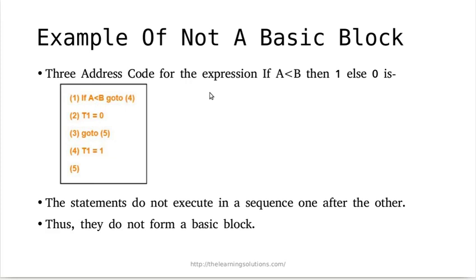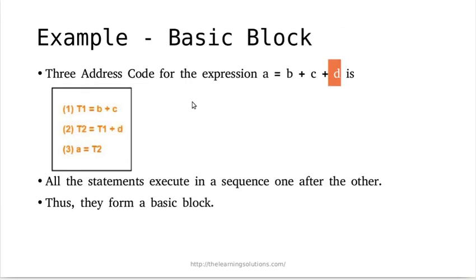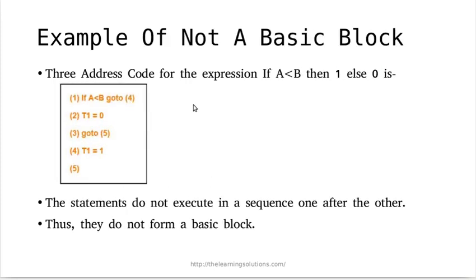Now in this particular 3 address code, just look at the first statement. If a less than b is true, that means we will be going to statement number 4. At that time statements 2 and 3 are skipped, and this will violate the principle of the basic block definition, which is nothing but the statements are executed in a sequence as they appear. Here when the true condition is there, we are jumping to statement number 4. So statements 2 and 3 are skipped and not getting executed. So this is not a basic block. Please understand the example of a basic block and a block which is not called a basic block. Both examples are shown here.